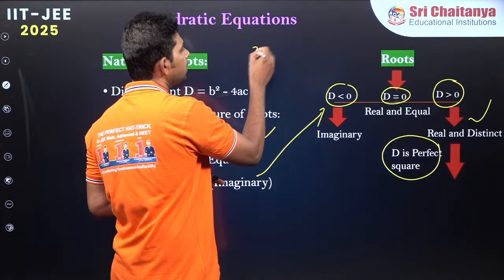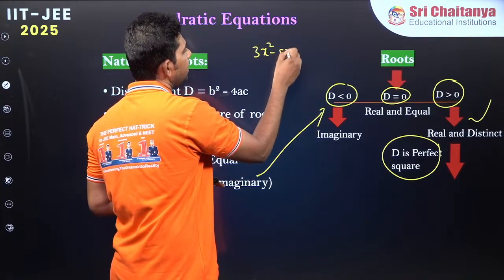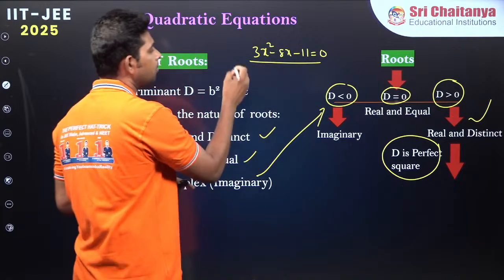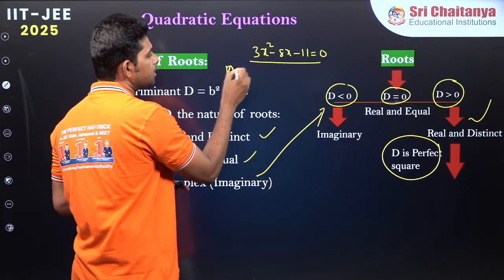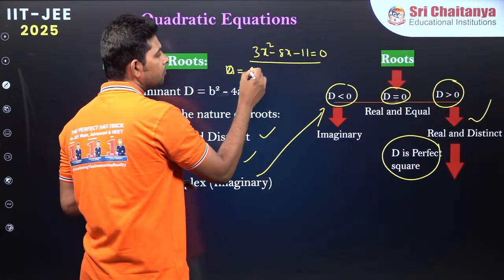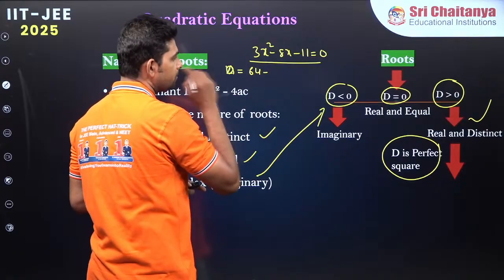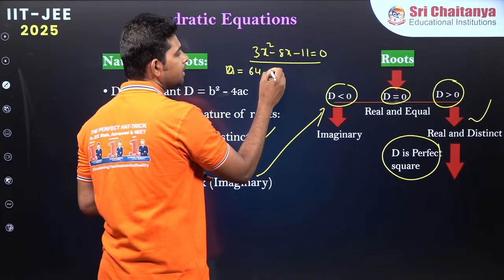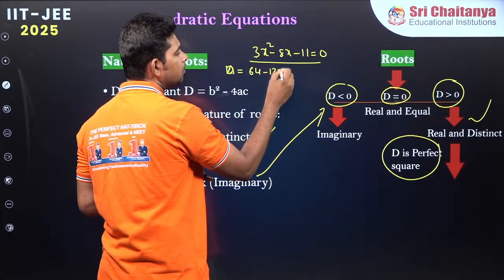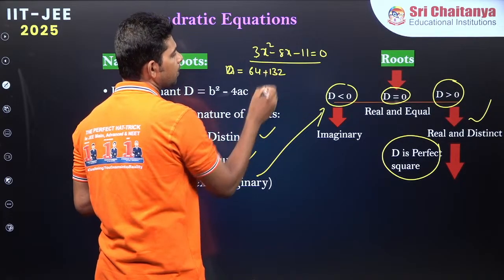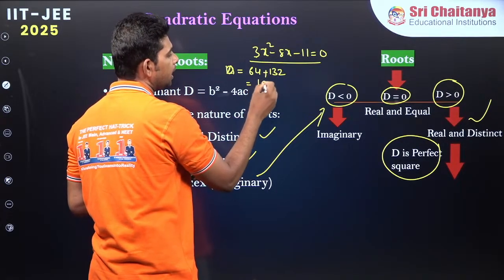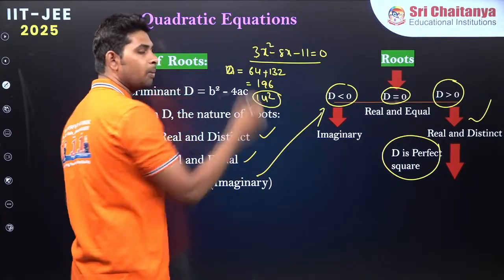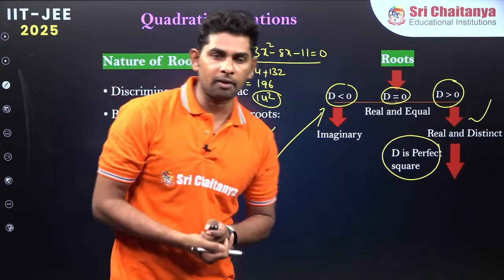For example, 3x square minus 8x minus 11 is equal to 0. In this case, let us see the discriminant. What will be delta, or D, that is 64 minus 3 4s are 12 into 11, if you are going to consider that, it is going to be 132. So this is plus here, which is going to give us 196, which is the square root of what? 14 only, na? So this is a perfect square. 14 square is perfect here.